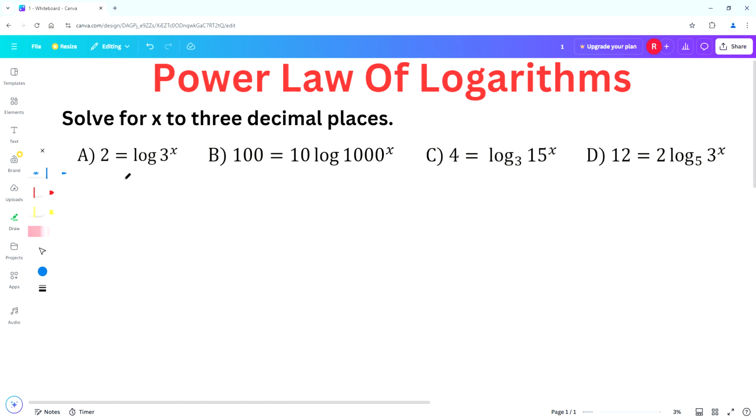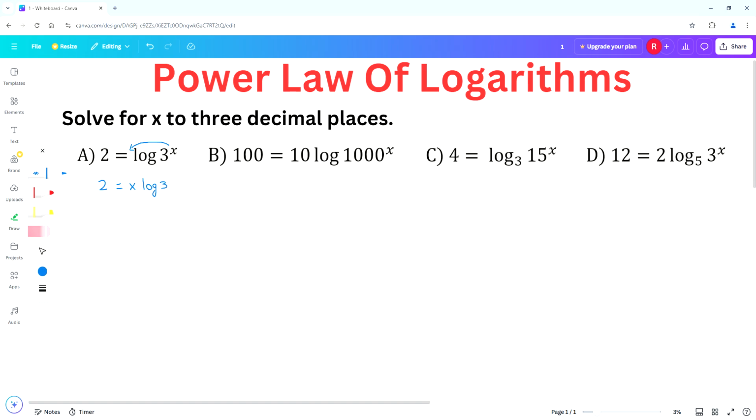2 equals log of 3 to the power x. In this equation, the variable is x. We have to solve for x. X is the exponent on 3. We can use power law of logarithms to move this x to the front of the log term. We get 2 equals x times log 3.